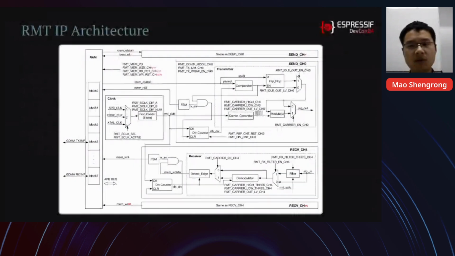From the block diagram, we can observe the following. All channels share the FIFO RAM, which is divided into multiple blocks and can be accessed by either the CPU or DMA. All channels use the same clocks. For high resolution, select the PLL as a clock source. For low power consumption, choose the internal RC oscillator.